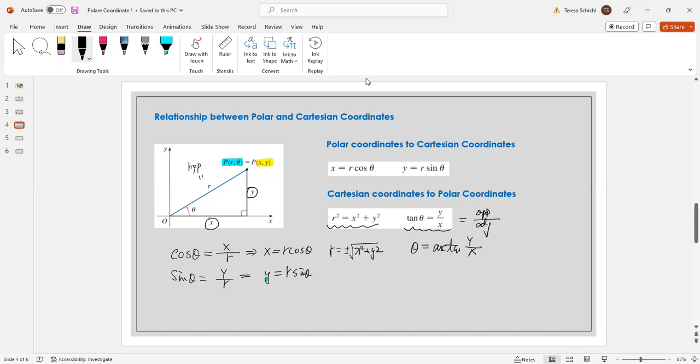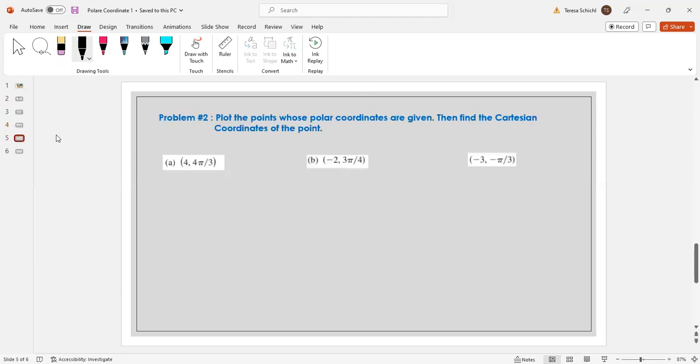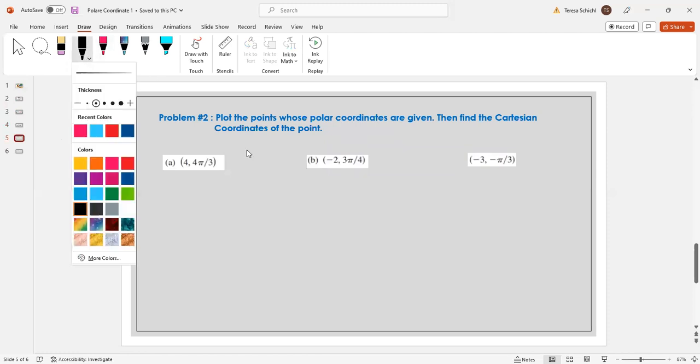But be very careful. We need to know whether r is positive or negative, and which quadrant theta is in. Okay, let's take a look at some examples. In the first one, they said plot the polar point, and then find the Cartesian coordinates. So let's do this.